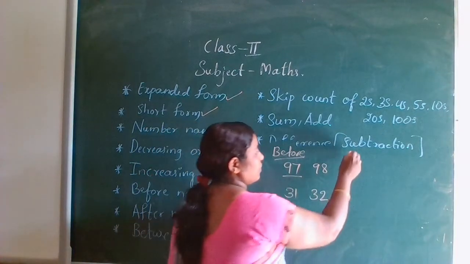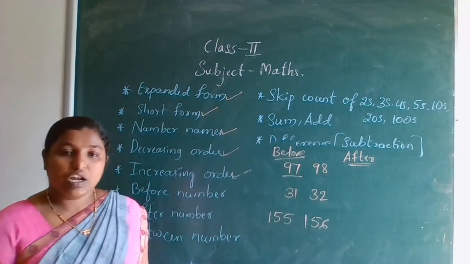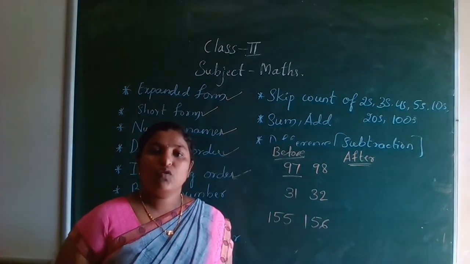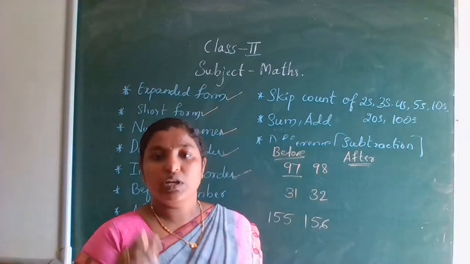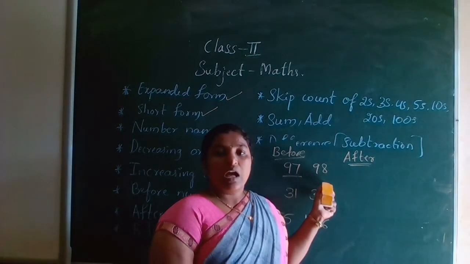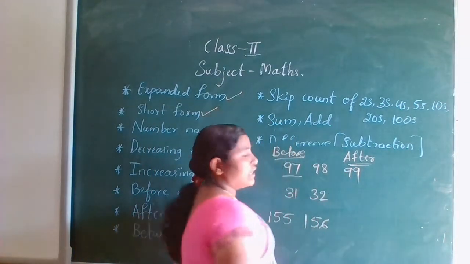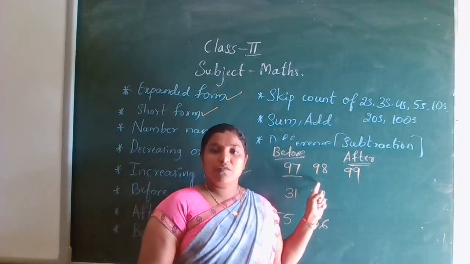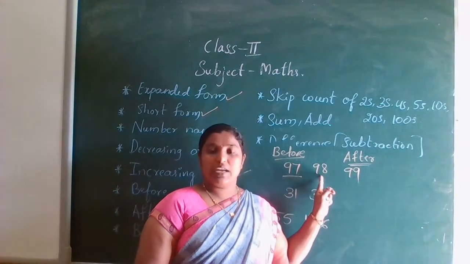What is after number? To get the after number for the given number, what should we do? We have to do plus 1 for the given number. We should add 1 to the given number. Suppose 98 is there. What is the after number? 98 plus 1 you should do. The answer is 99. So 99 is the just after number of 98. And 97 is the just before number of 98.